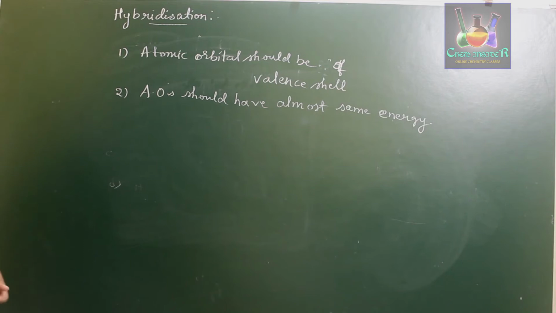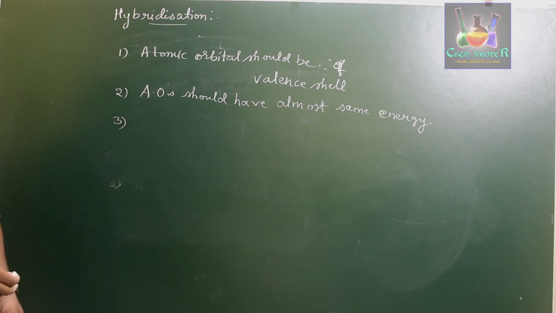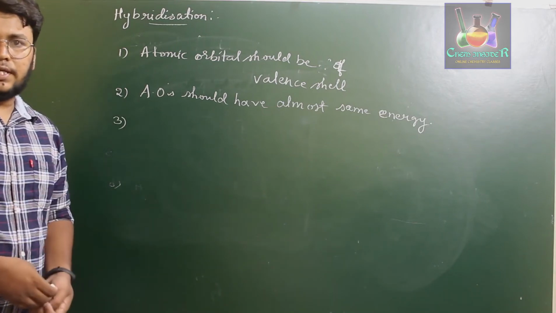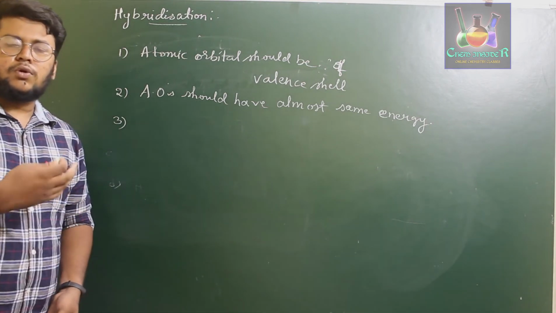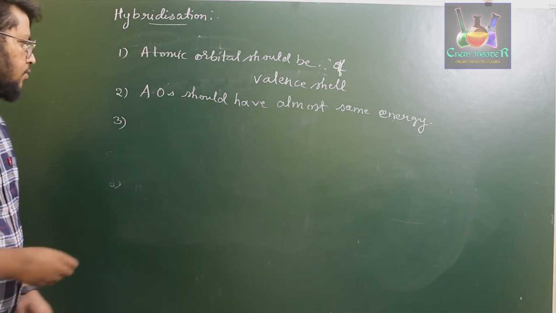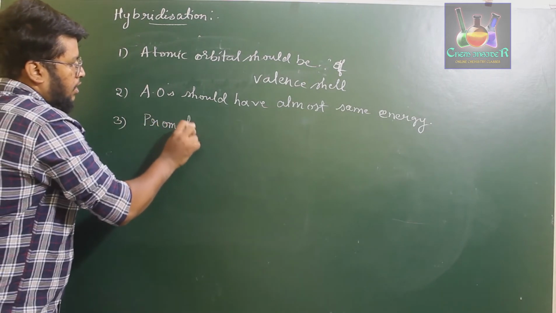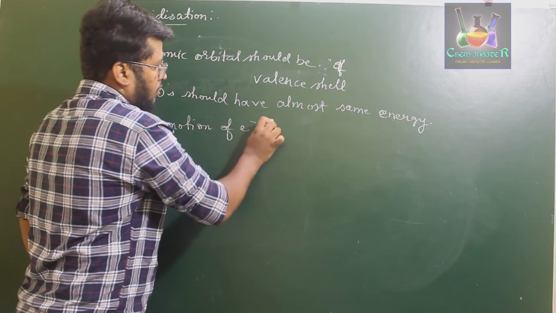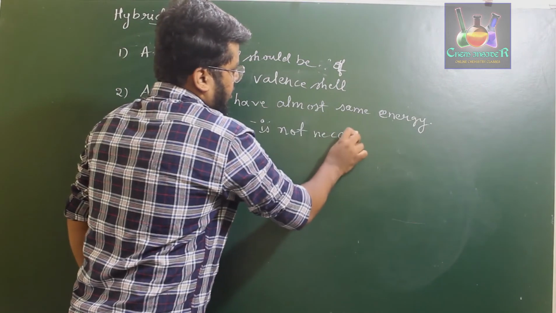In some cases, what we observe is, for example, if you consider the carbon itself, there the electron gets excited to the 2pz orbital of p from 2s. In some cases, there is no excitation possible. Therefore, the promotion of electron, that is the excitation of electron, is not clearly necessary. Promotion of electron is not a necessary condition for hybridization.